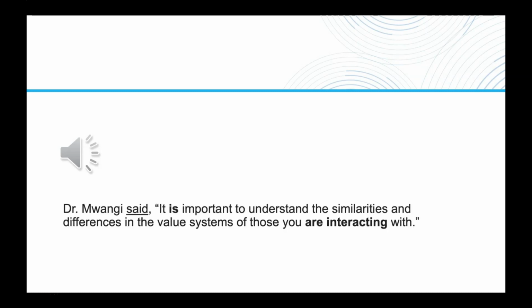Here, we have a sentence from Dr. Mwangi's presentation on communicating across cultures. "It is important to understand the similarities and differences in the value systems of those you are interacting with." To write this as direct speech, we write the name of the person, in this case Dr. Mwangi, and an action verb. Here, I'll use the verb say, since it's an easy verb to work with. Since Dr. Mwangi gave us this information already, I'll begin my sentence with Dr. Mwangi said, followed by the quotations around his original words. Notice that, since I didn't change anything that he actually said, the verb of the main sentence, said, doesn't match the tense of what Dr. Mwangi used.